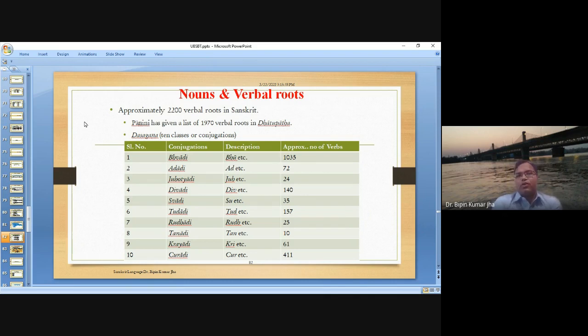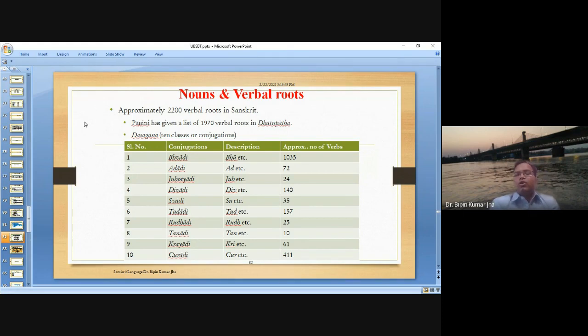Not only this one, but also the suffixes. For example, for Parasmepad you can use tip, tas, jhi, sip, thas, tha. Normally you are aware with tih, anti, like that. If you are using Atmanepad, te, ate, ante, you are aware with te, ate, ante like this one. But you also use ta, atam, jha, thas, atham, dhvam, id, vahi, mahin. These are the suffixes.